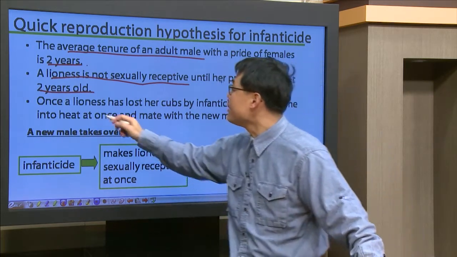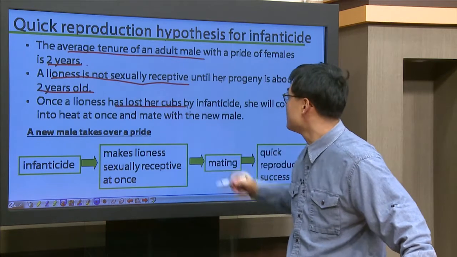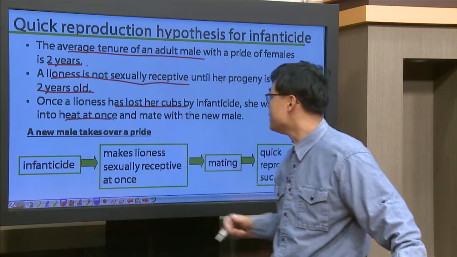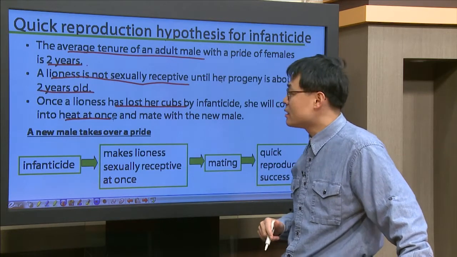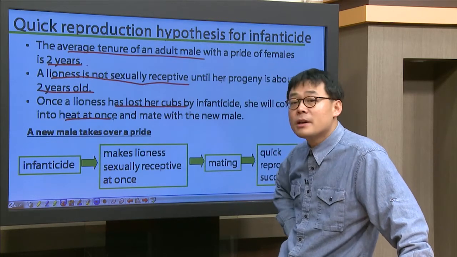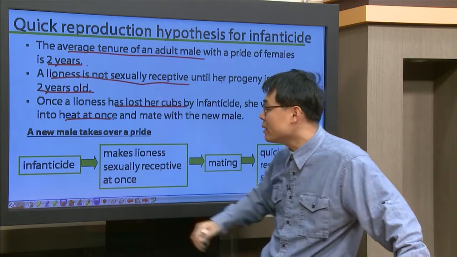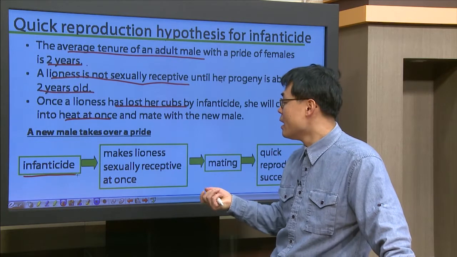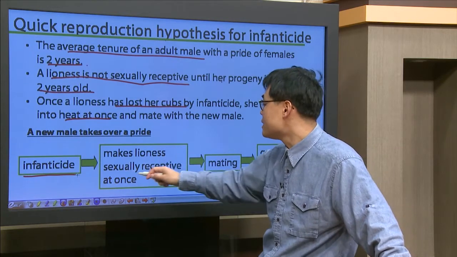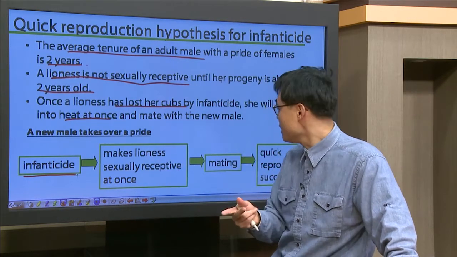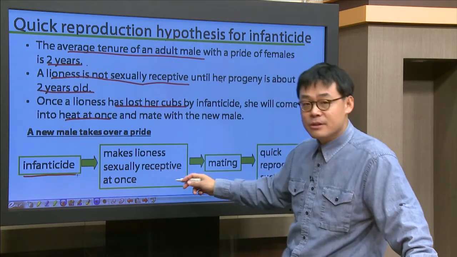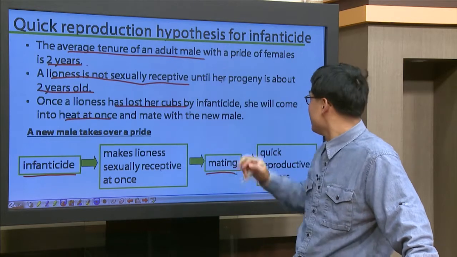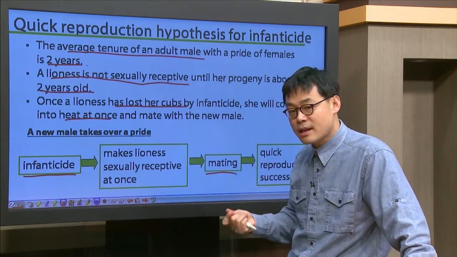But once a lioness has lost her cubs by infanticide, she will come into heat at once and mate with the new males. So that's from the viewpoint of the male lions. By killing the offspring of this female, they make the lioness sexually receptive right away, so that she can mate with the incoming males, and the male lion has quick reproductive success.